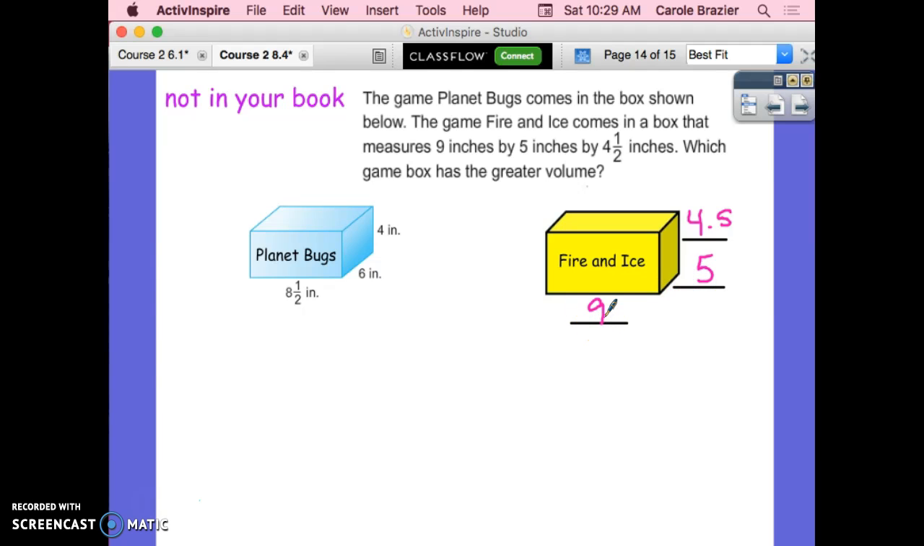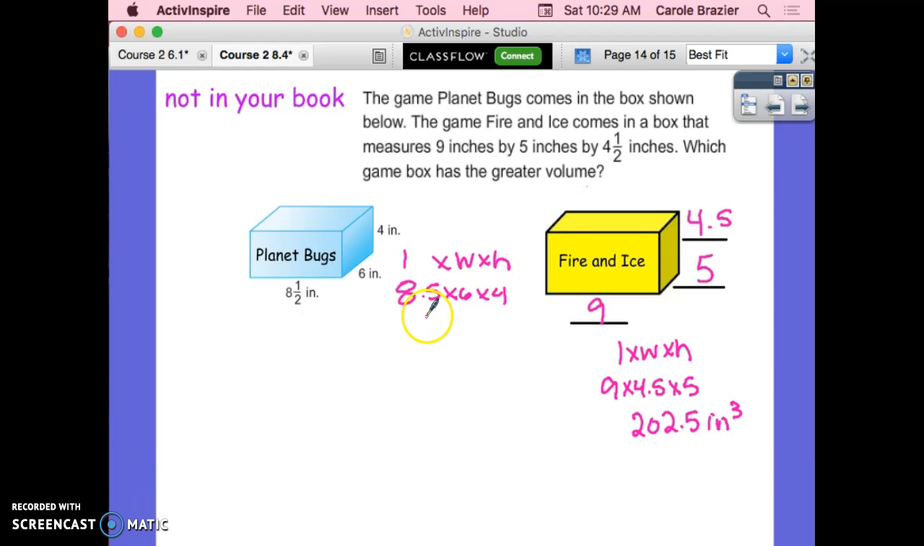Okay, and then I'm just going to put those in the calculator. So length times width times height. 9 times 4.5 times 5. And you're going to get 202.5 inches cubed. For planet bugs, you're going to have 8.5 times 6 times 4 for my length times width times height. And I'm going to end up with 204 inches cubed. Okay, so my bigger one is also obviously planet bugs. So planet bugs has the greater volume.